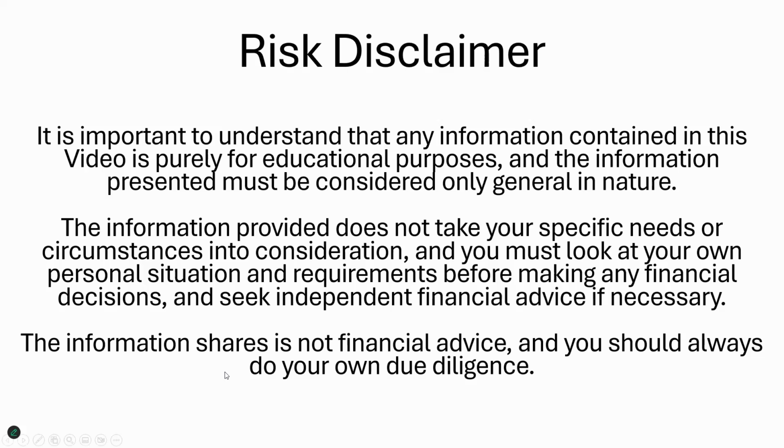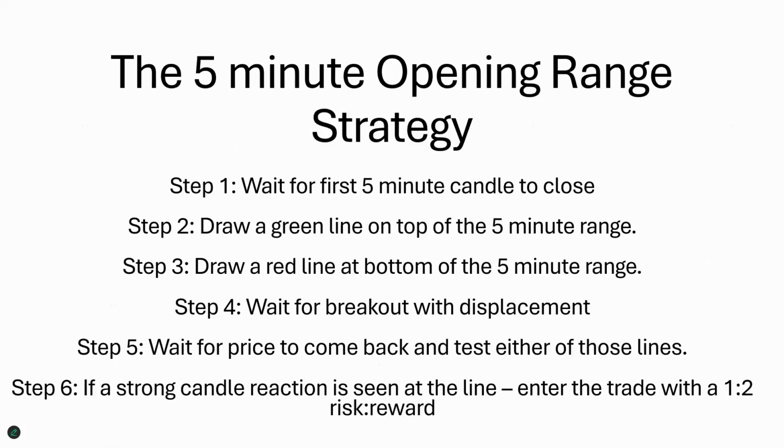So today I'm going to talk about the 5-minute opening range strategy. There are 6 simple steps to follow when you're trying to perform the 5-minute opening range strategy. Step number 1 is you need to be patient and wait for the first 5-minute candle to close. Step number 2, you would draw a green line on the top of the 5-minute range. And step number 3 is draw a red line at the bottom of the 5-minute range.